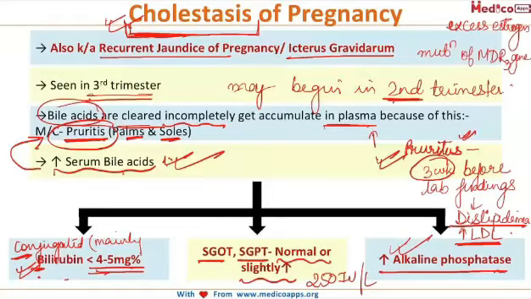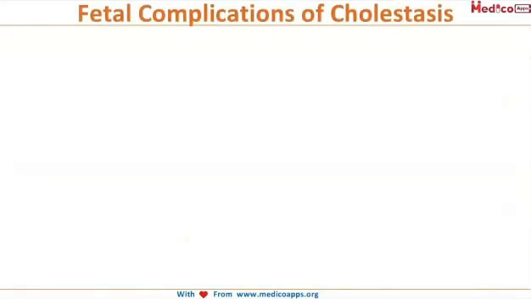Now if we talk about the etiology of this cholestasis, the exact cause is not known, but an associated finding is increased levels of circulating estrogen in these patients who have increased chances of developing cholestasis. Apart from this, there can be mutation of the MDR3 gene, which is specifically seen in the cases of progressive familial cholestasis. Now let's talk about the effects of this cholestasis on the pregnancy.